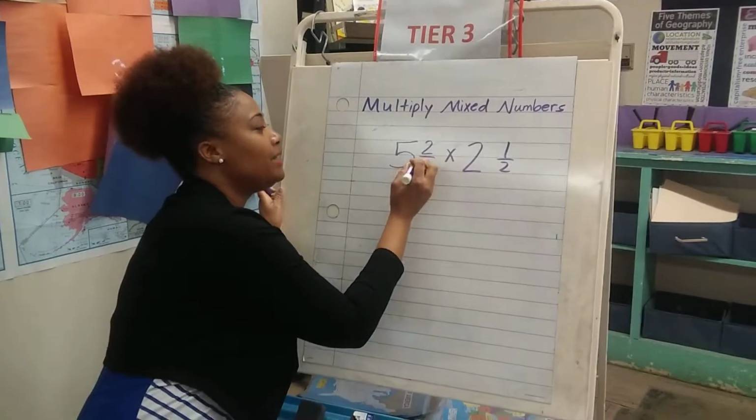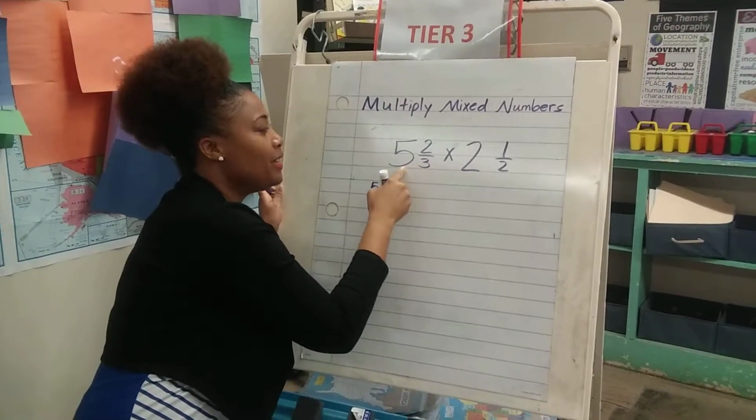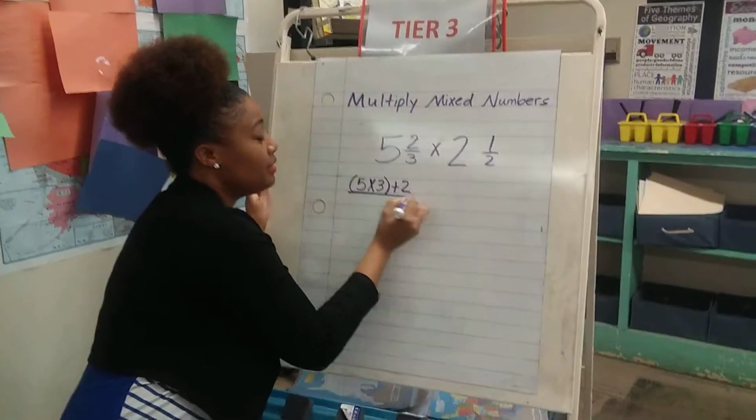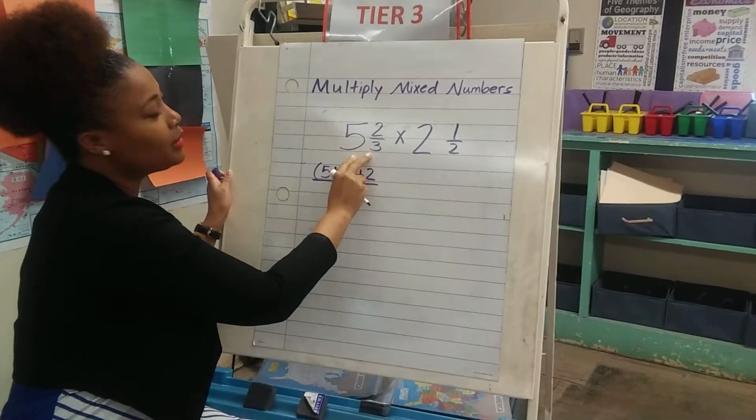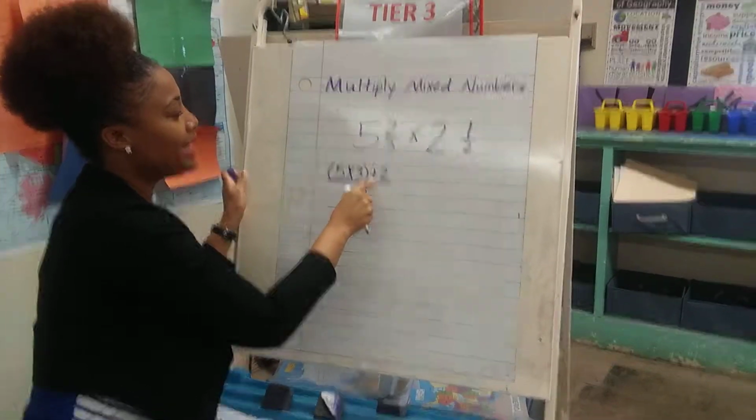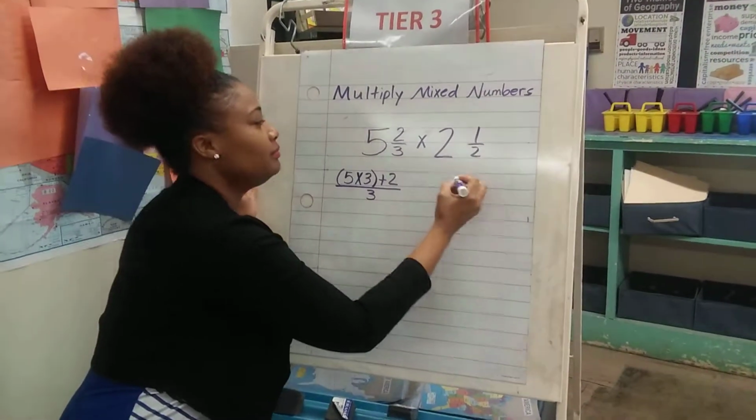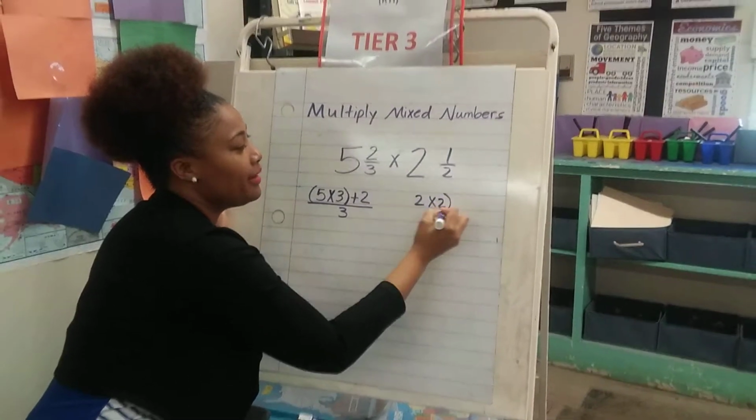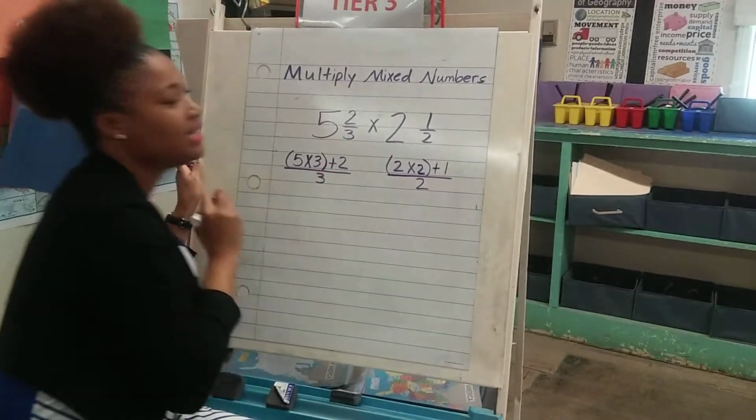Well, we multiply the denominator and the whole number, and we add it to the numerator, and our denominator stays the same. Again, to convert this mixed number to an improper fraction, we multiply the whole number and the denominator and add it to the numerator, and we keep the denominator the same. Same here. We multiply the whole number and the denominator and add that product to the numerator. And again, the denominator stays the same.